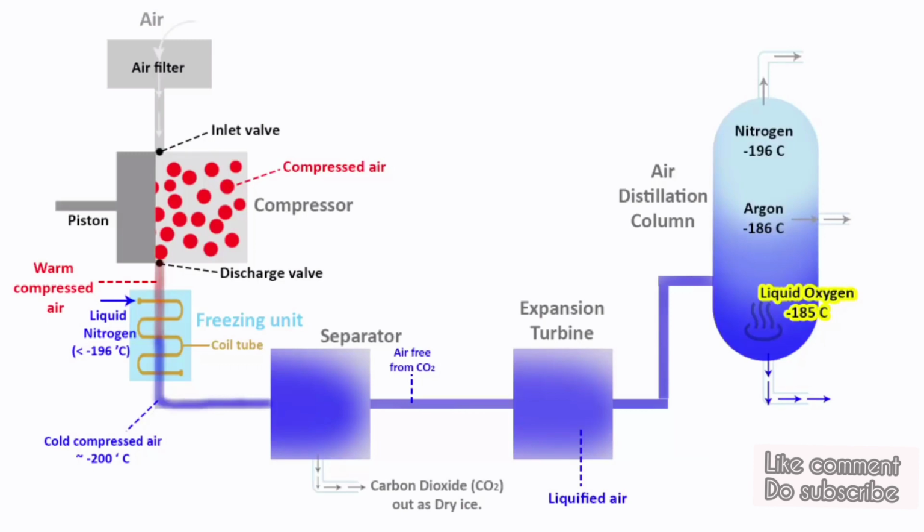Now please don't get confused, because -196 is much cooler than -186. Oxygen boils around -182 to -185. So if you look at these three temperatures, obviously -185 is higher compared to the other two. That means oxygen has a higher boiling point. At the bottom of the air distillation column, you will see liquid oxygen settles down.